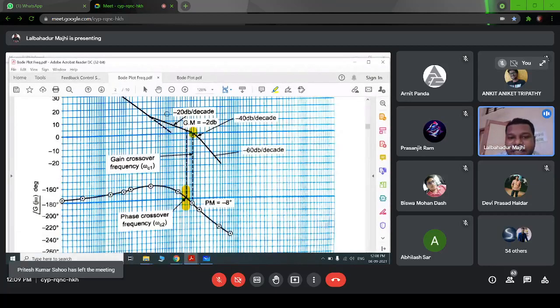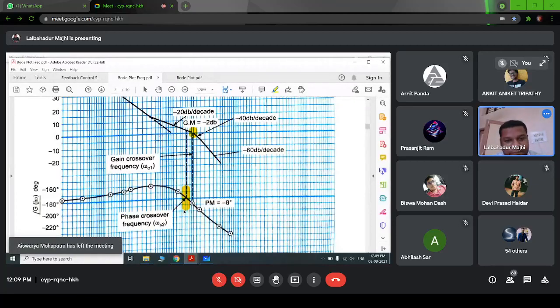Then we can determine the gain margin and phase margin from the graph. The gain margin is calculated at the phase crossover frequency. Draw a line from the phase crossover frequency up to the magnitude plot. We get a gain margin of -2 dB. Adding -2 dB brings us to 0 at the gain margin, so it is negative, -2 dB.